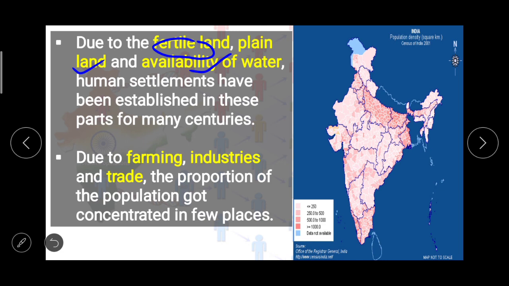So due to farming, industries and trade, the proportion of the population got concentrated in few places. And if we talk about the examples, then Delhi, Kolkata, Mumbai, Pune, Bangalore, Chennai, etc. And it is very simple to understand because we people are living here in Mumbai.